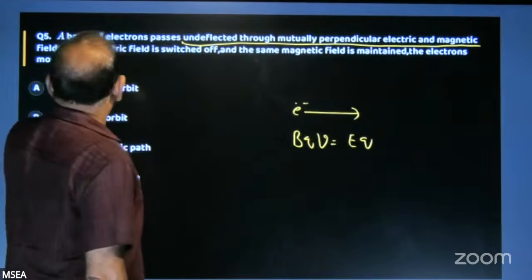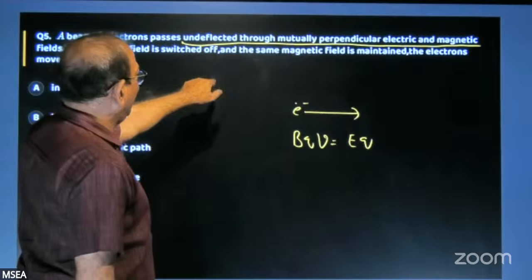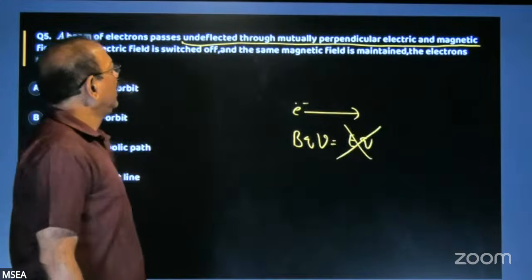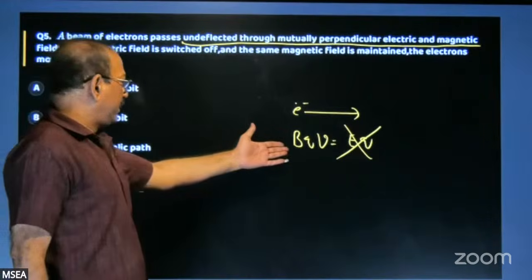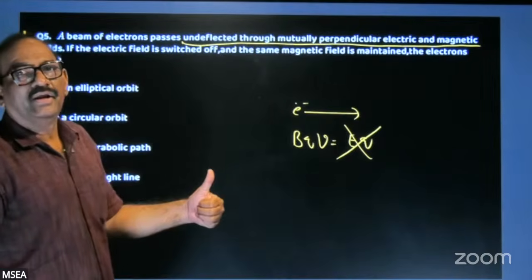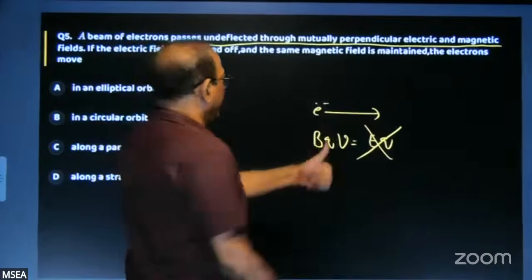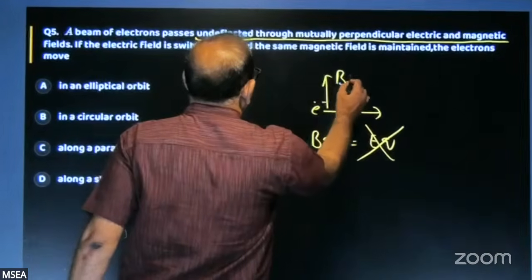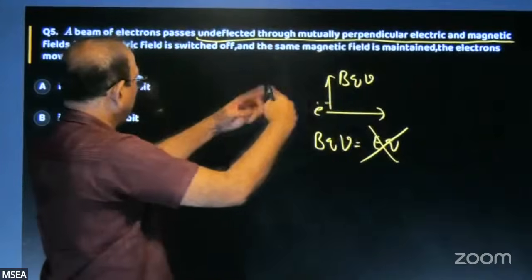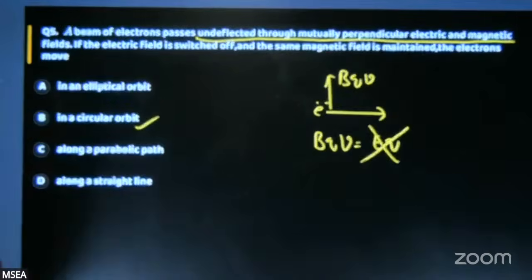Now, if the electric field is switched off, what will happen? Only the magnetic field is there, only the magnetic force is there. Because of that magnetic force, which acts perpendicularly to the motion of the charged particle, it has to move on a circle. So it will move on a circular orbit.